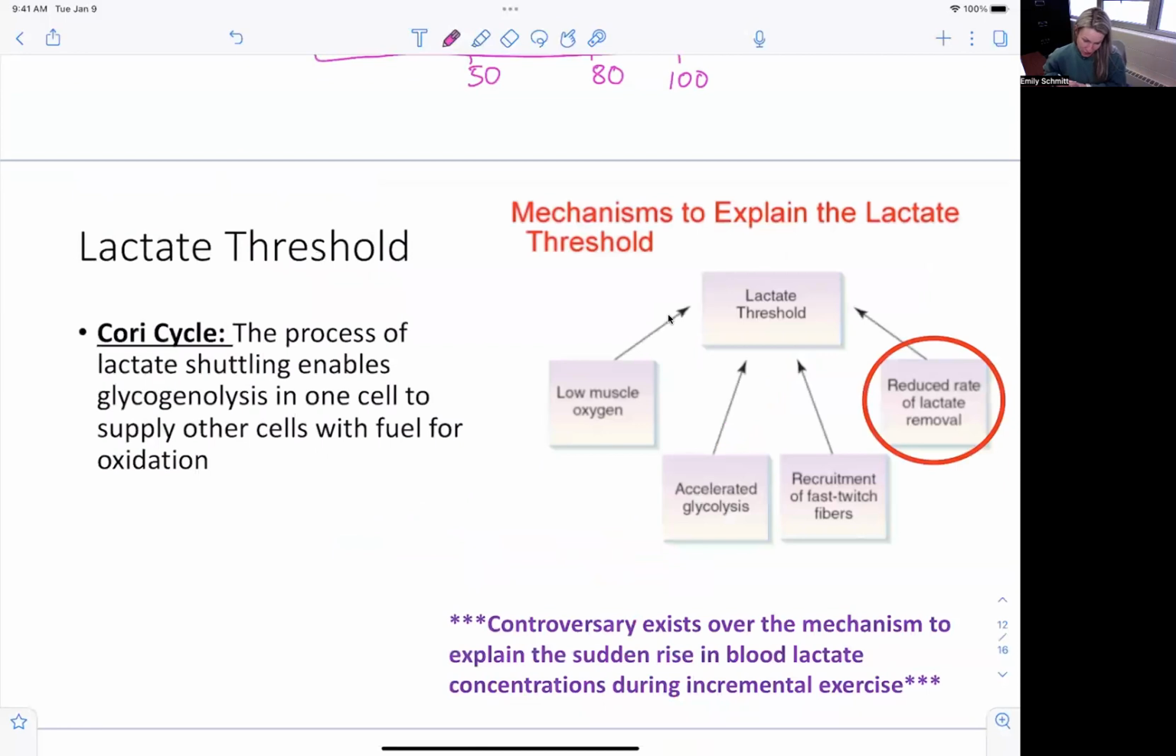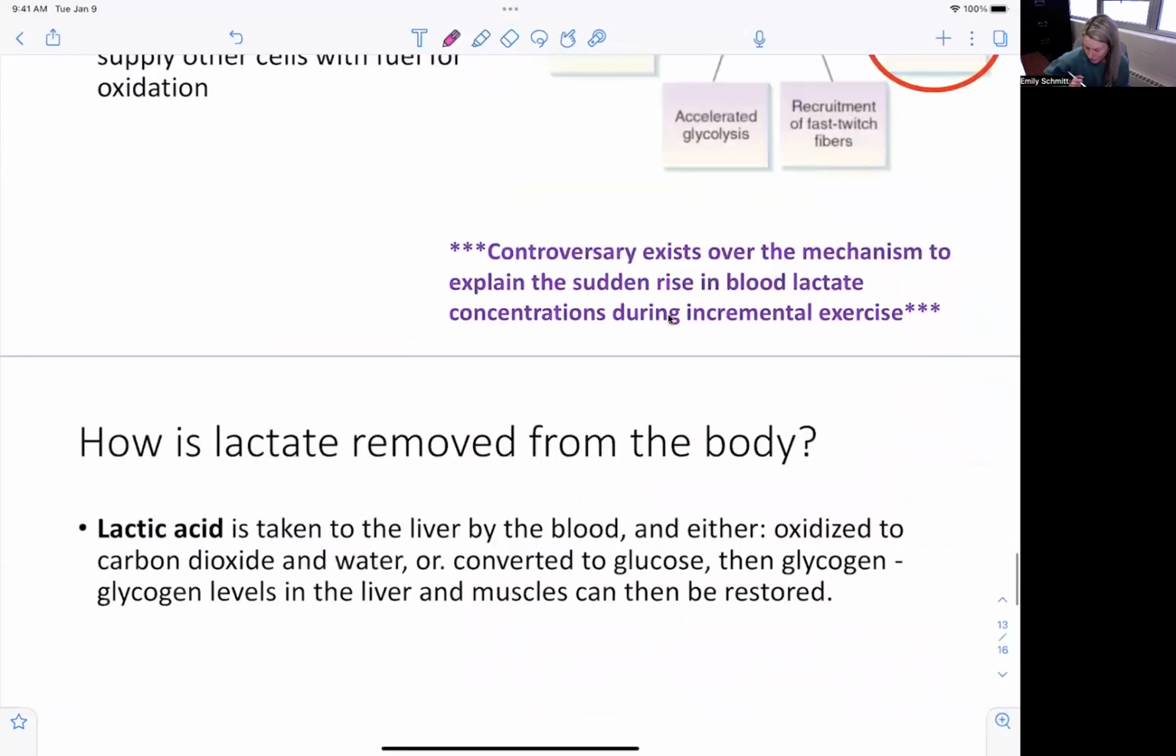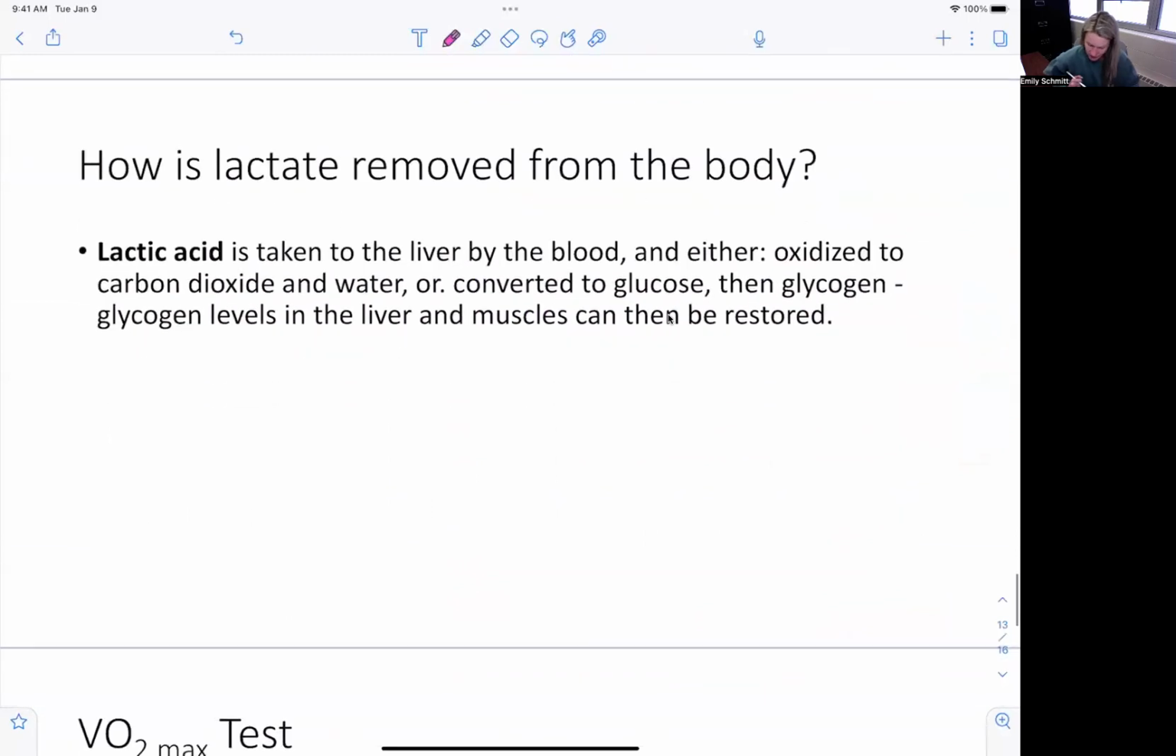So the Cori cycle, this is another idea around mechanisms to explain this lactate threshold. So the process of lactate shuttling enables glycogenolysis in one cell to supply the other cell with fuel for oxidation. So you remove lactate from the active muscles and then you use it to replenish glycogen stores from intense exercise. However, controversy does exist over the mechanisms that explain the sudden rise in lactate concentrations during incremental exercise.